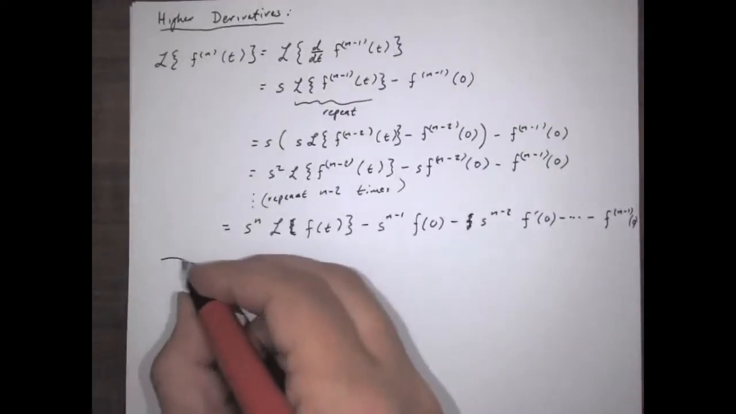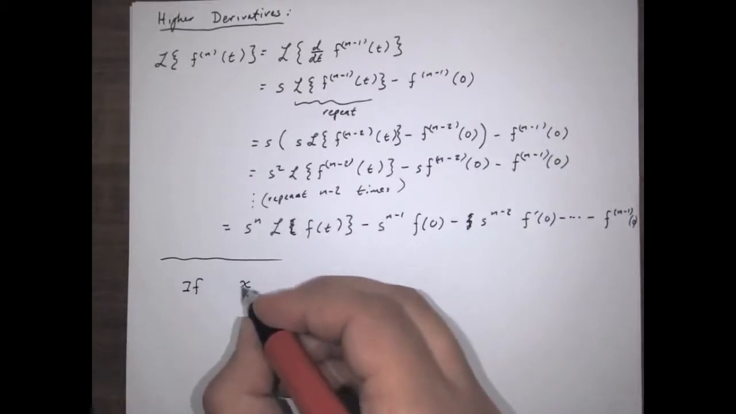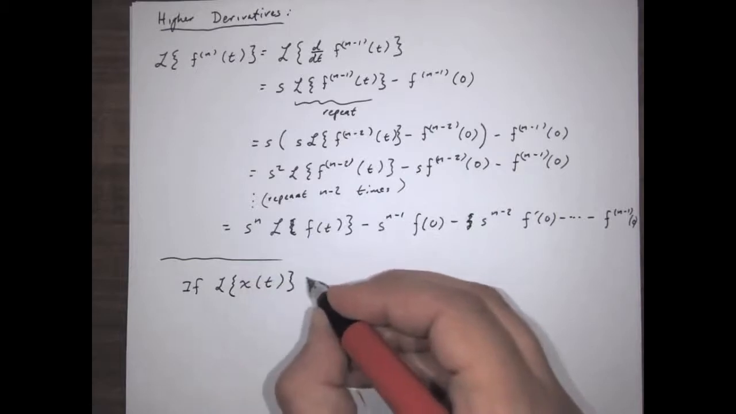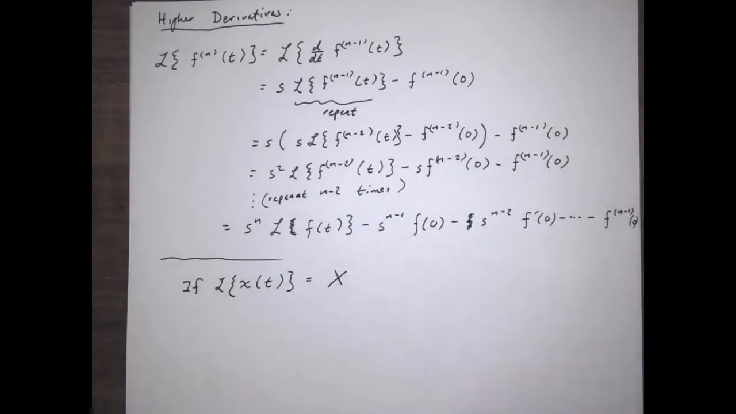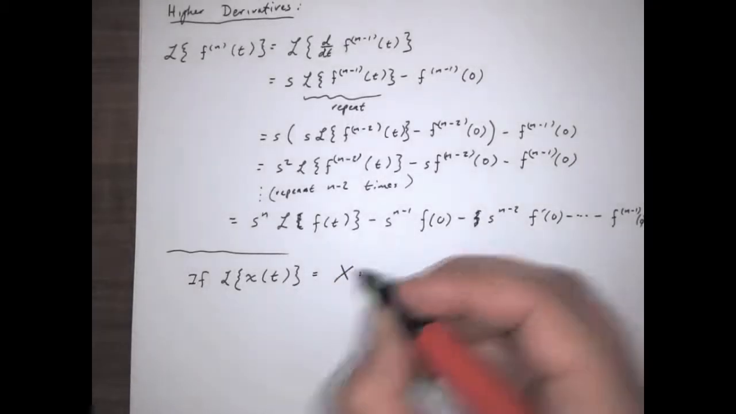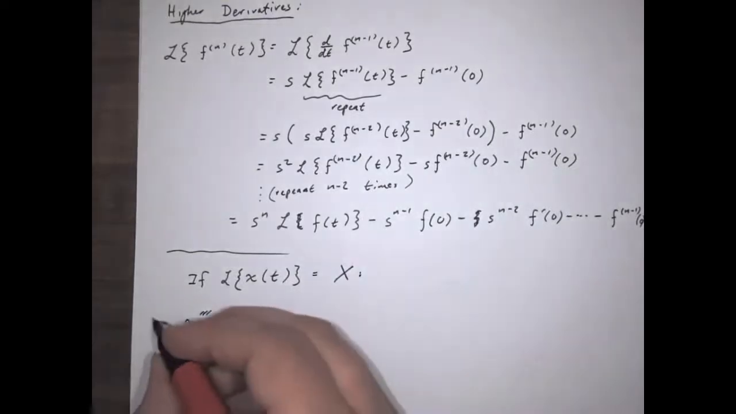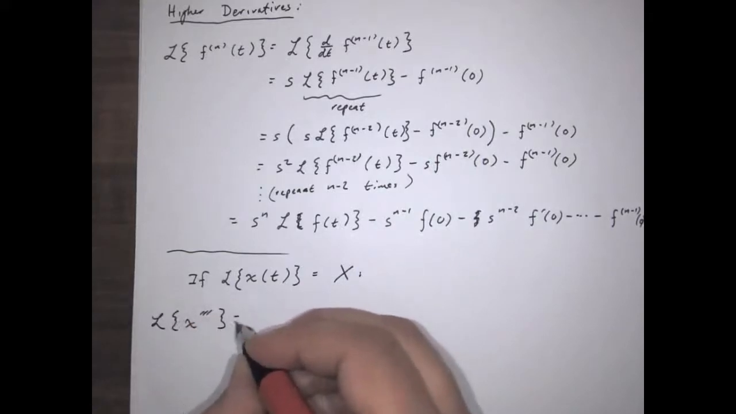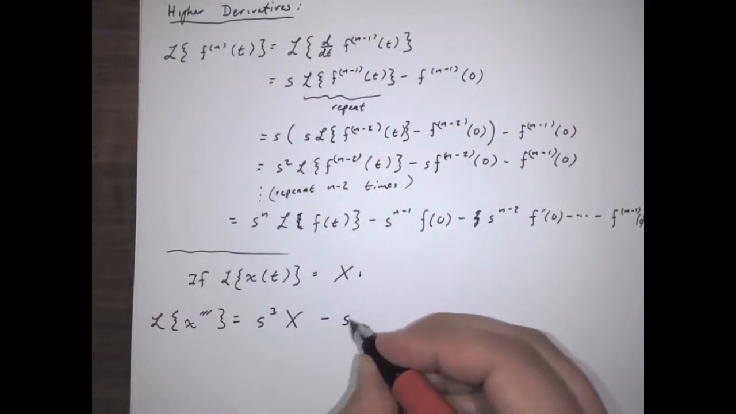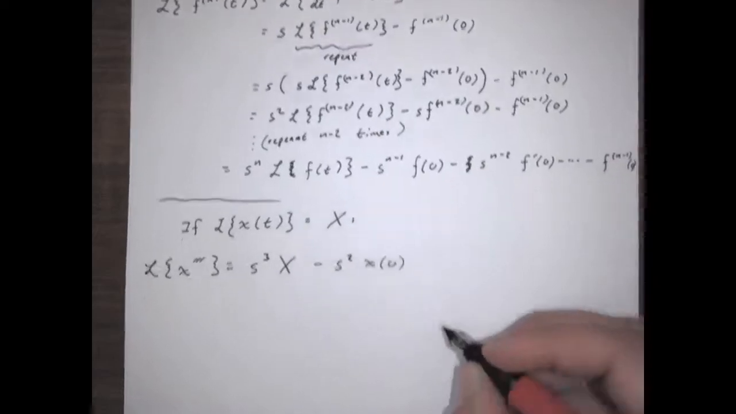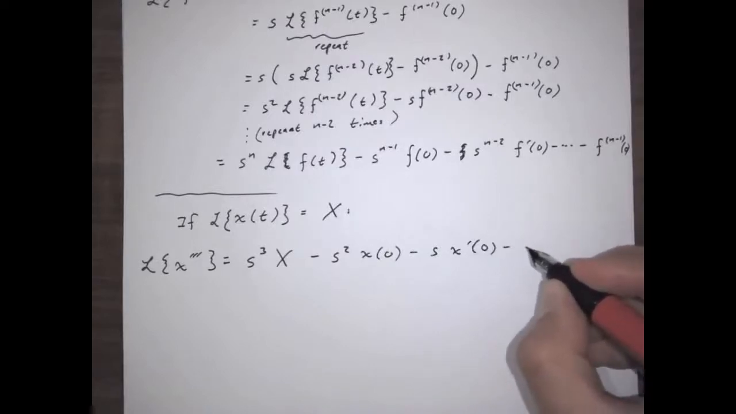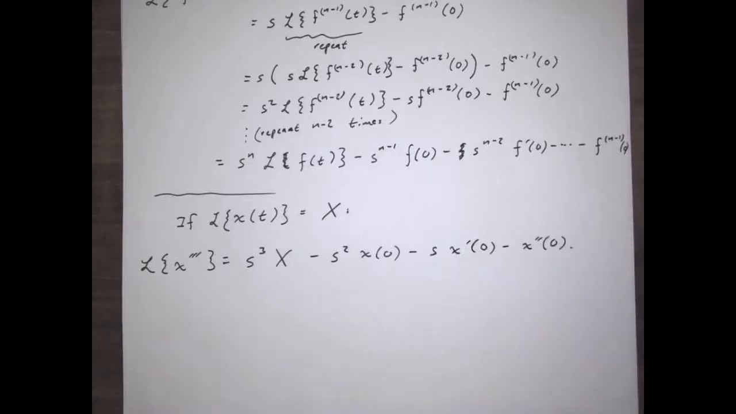So concretely what this means is, if x of t has Laplace transform equal to just capital X, and we will just write it as capital X, we won't write the s if we can help it typically, then something like x's third derivative will end up looking like s cubed times X, and then minus s squared times x of 0, and then minus s times x prime of 0, and then minus x double prime of 0, for example.